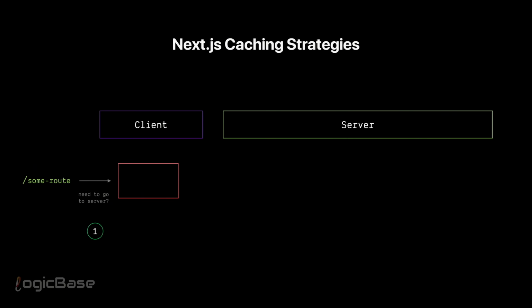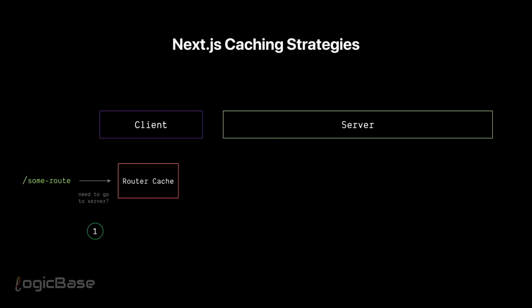Or is the content of this page already loaded in the browser? Maybe the user has already visited this page and it's stored somewhere. That's the first caching layer, and the strategy Next.js uses to answer that question is called the router cache. Now, this cache exists entirely on the client side, inside the browser. That means there's no need to even hit the server if the page is already stored in memory.